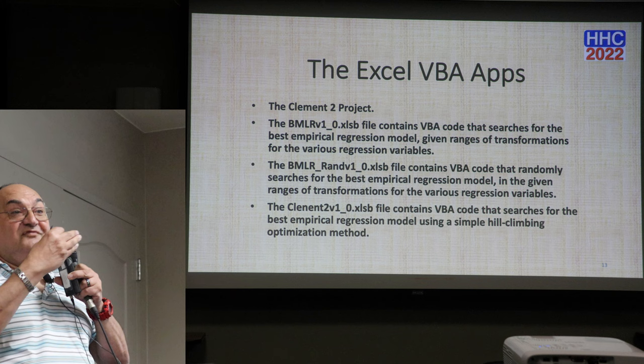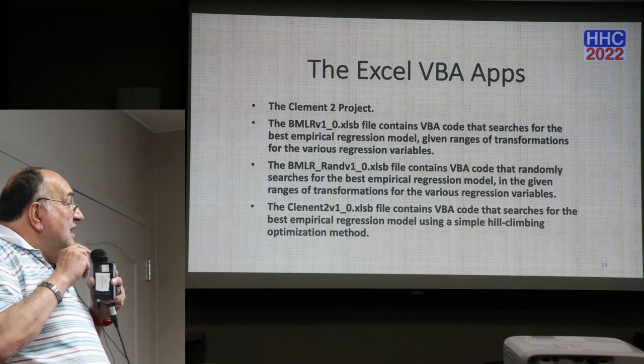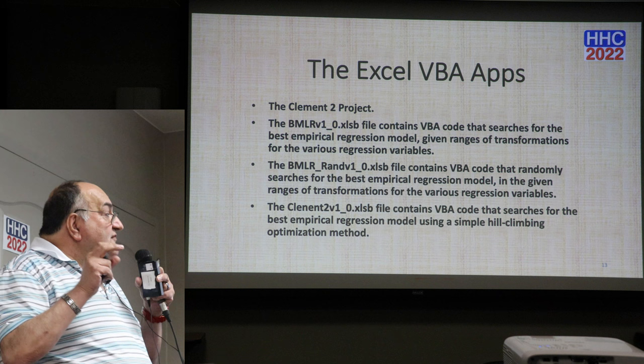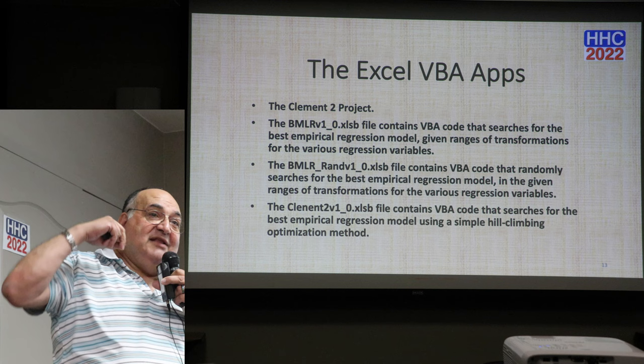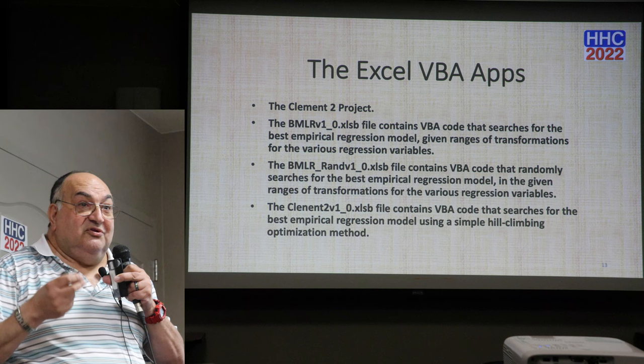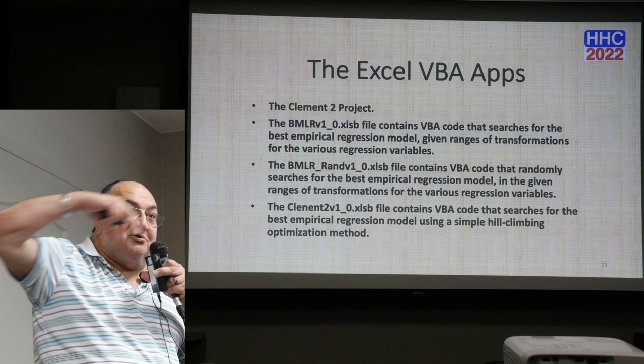The second one randomly searches for the best empirical models in a given range of transformations. You say how much random search you do. If you can do it quickly, you can really let the machine run for a day or two. You give it what is called the search or trust region, and it searches in that at random. It doesn't do any steps.